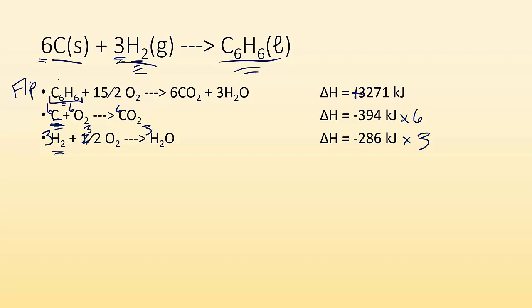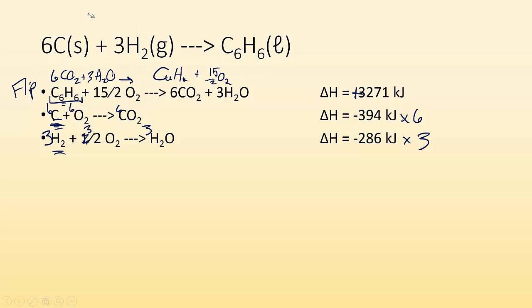So let me rewrite this. I'm going to get 6 CO2 and 3 H2O, giving me C6H6 and 15 halves of O2. I'm going to clear some of this up real quick so I don't get too crowded. So that's what my equation becomes when I flip it. I already changed my sign. So now hopefully when I combine these equations, I get what I want. I get that equation. So let's see what happens.